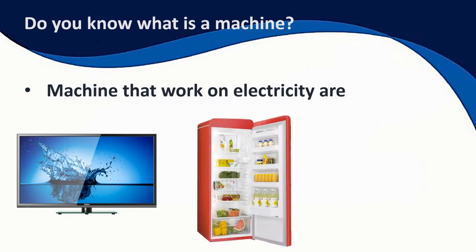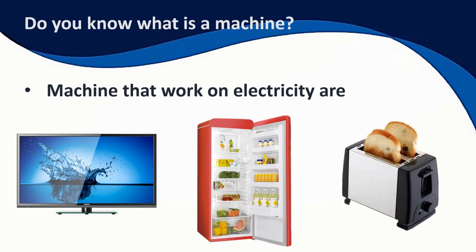This is a refrigerator. It's also a machine. It uses electricity to work. We use refrigerator to keep food and drinks cold and fresh. Third picture is a toaster. It is also a machine. It also needs electricity to work or power. We use toaster to toast the bread.